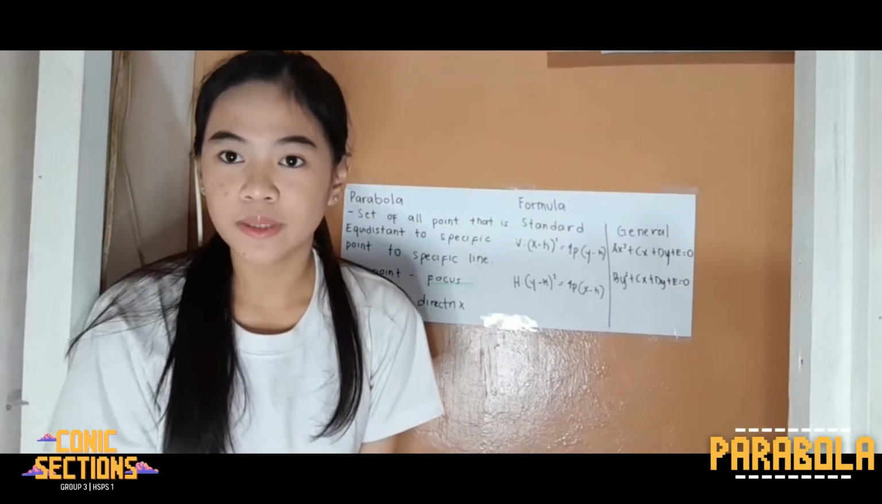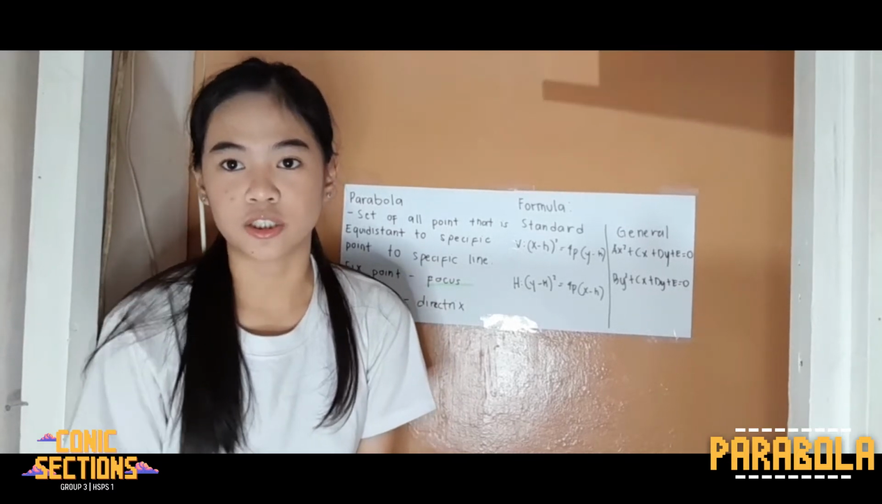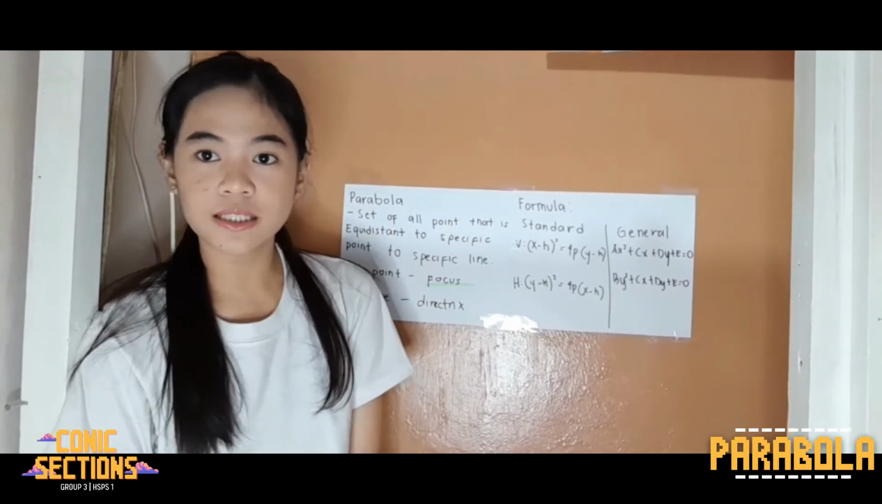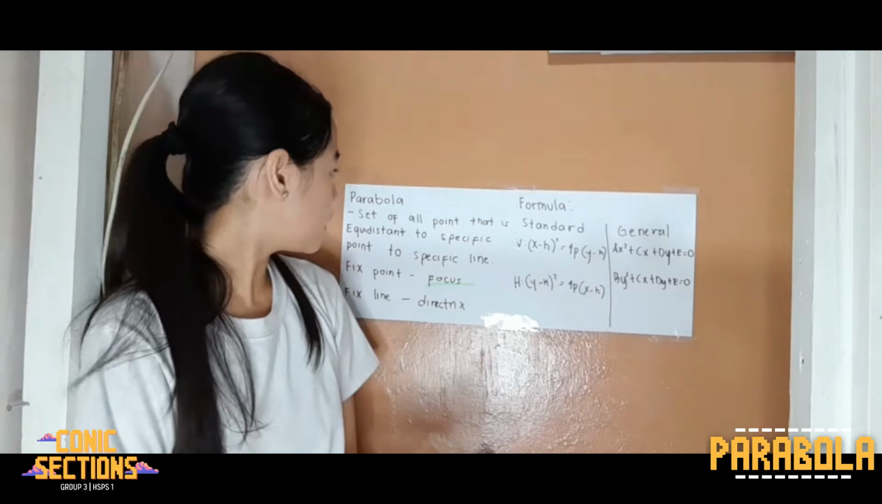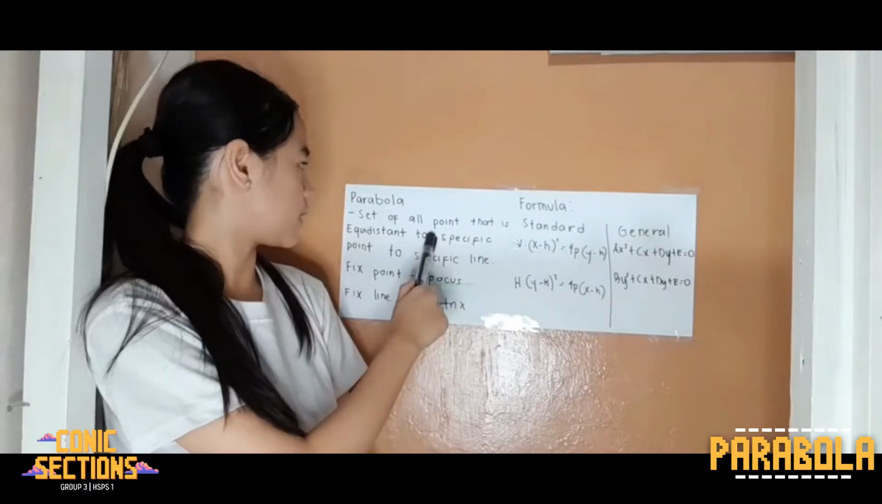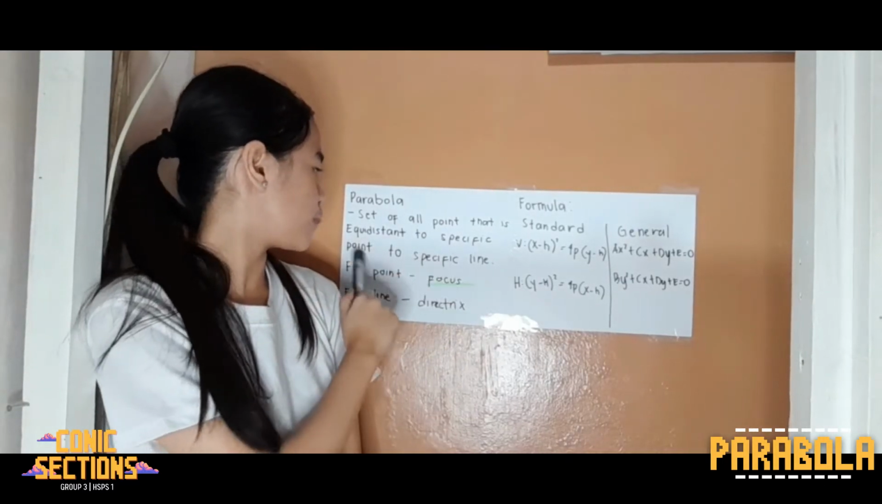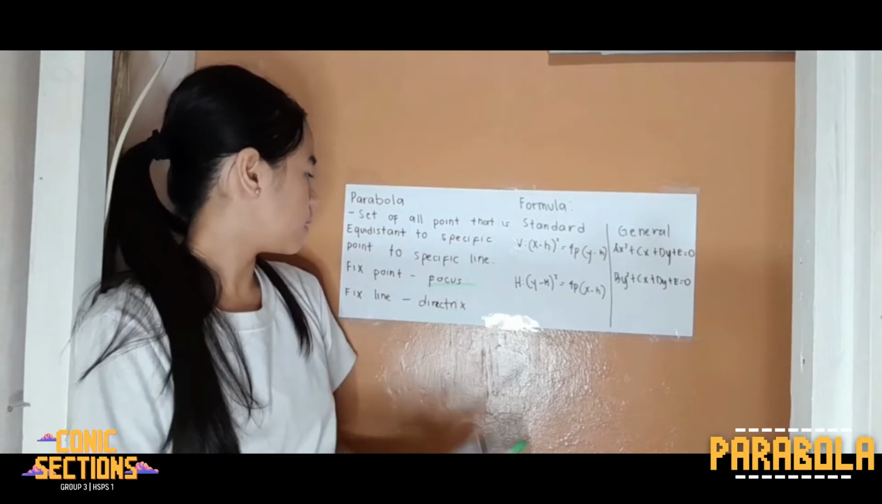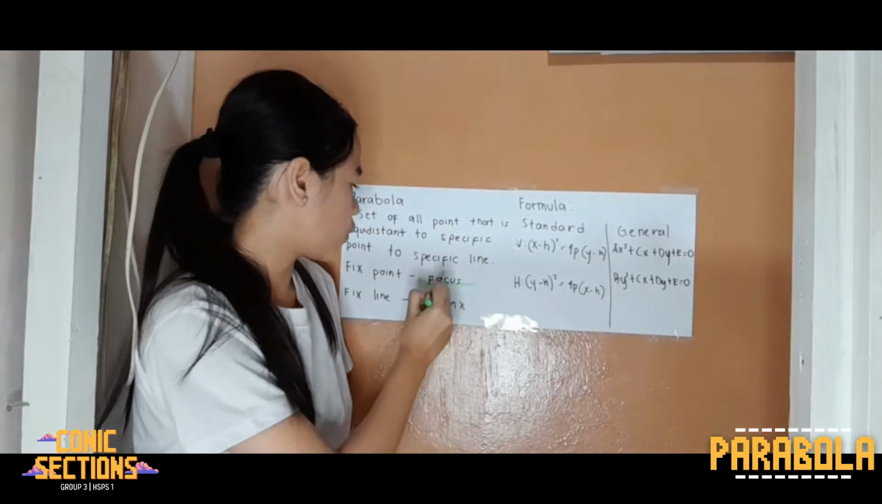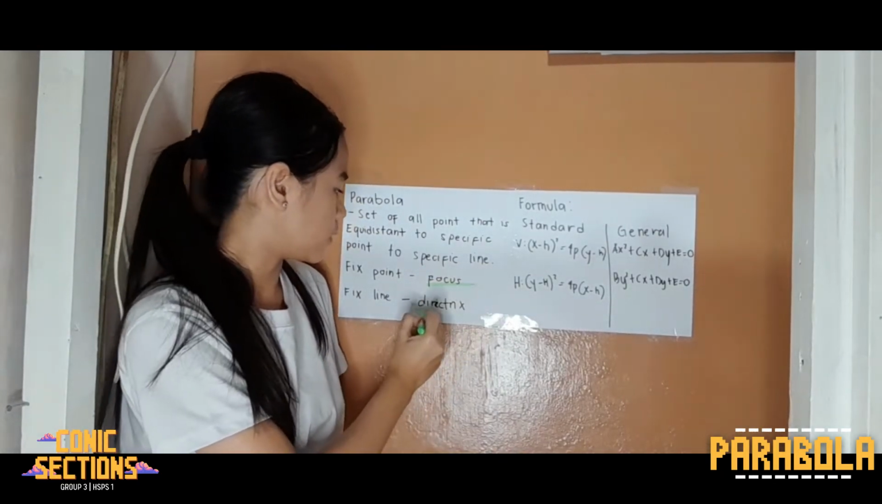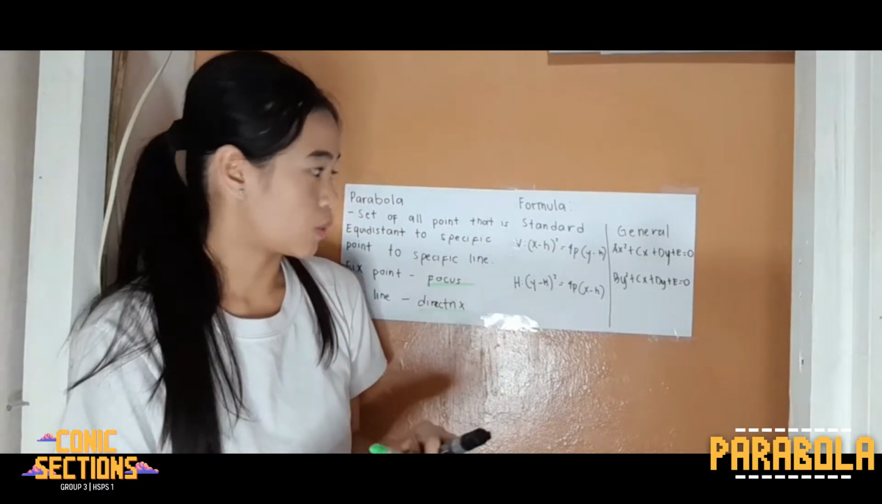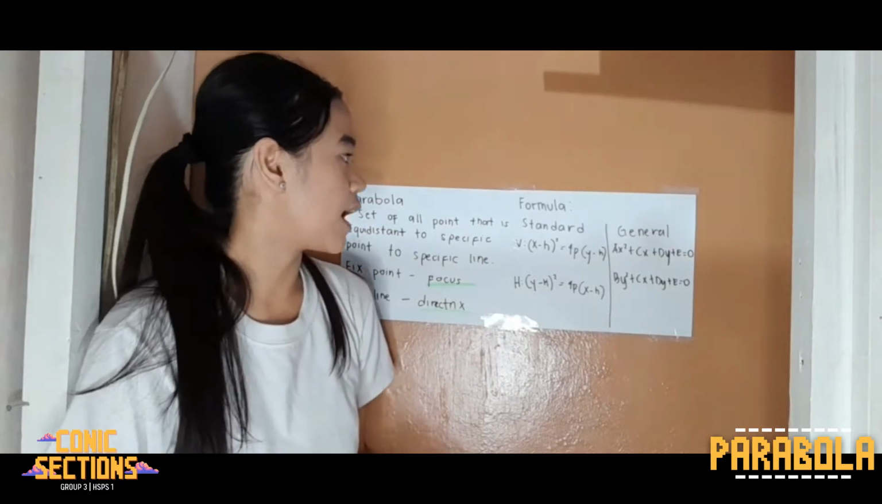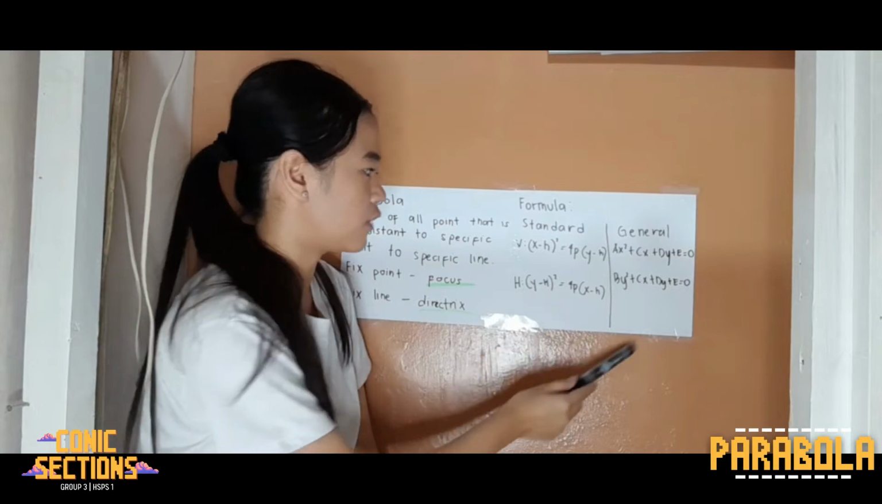Hello everyone, I will discuss the conic section, parabola. So what is parabola? Parabola is the set of all points that is equidistant to specific point to specific line. Fixed point is called focus and fixed line is called directrix. So the formula for parabola have a standard form and general form.